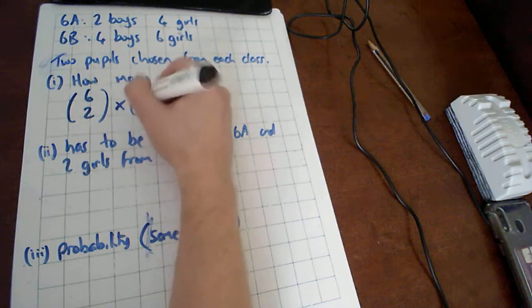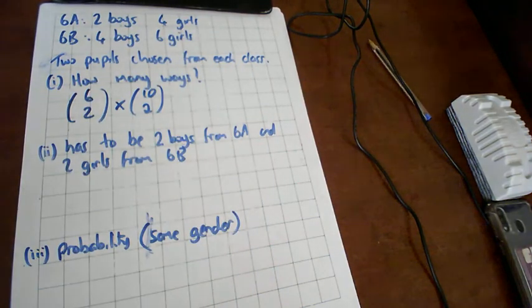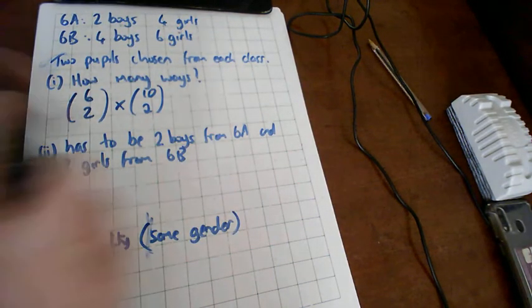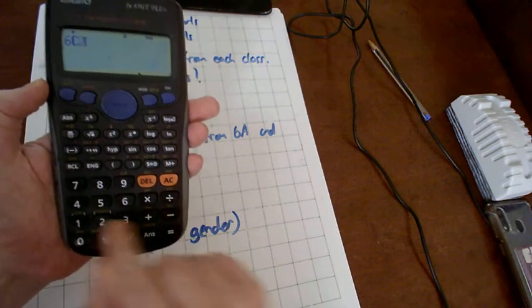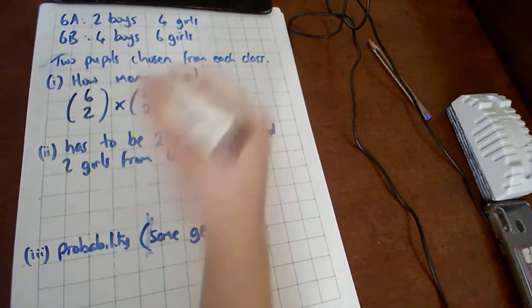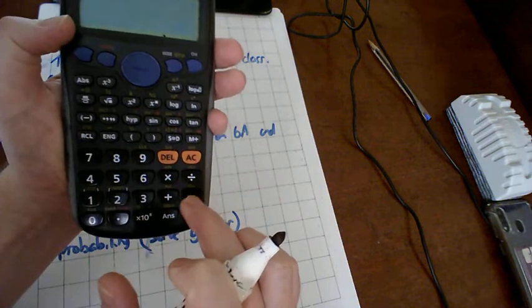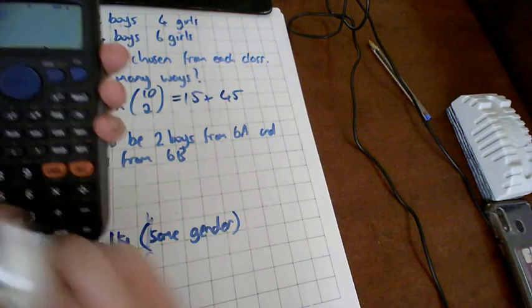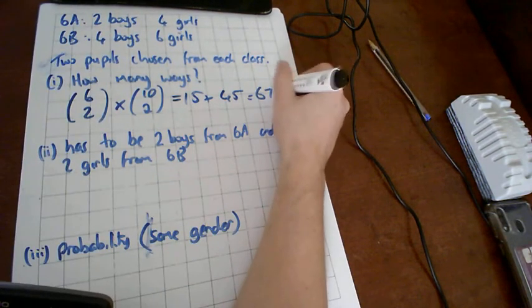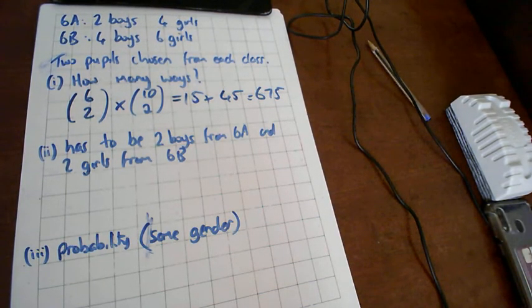6C2 times. The second one, there's 10 pupils and we want to again choose 2. The way we do that in our calculator, remember, 6 shift C2 equals 15, multiplied by 10 shift C2 is 45, times by 15, 675. Okay, that's the first one done. So there's 675 ways of picking those 4 pupils if 2 of them have to be from 6A and 2 of them have to be from 6B.